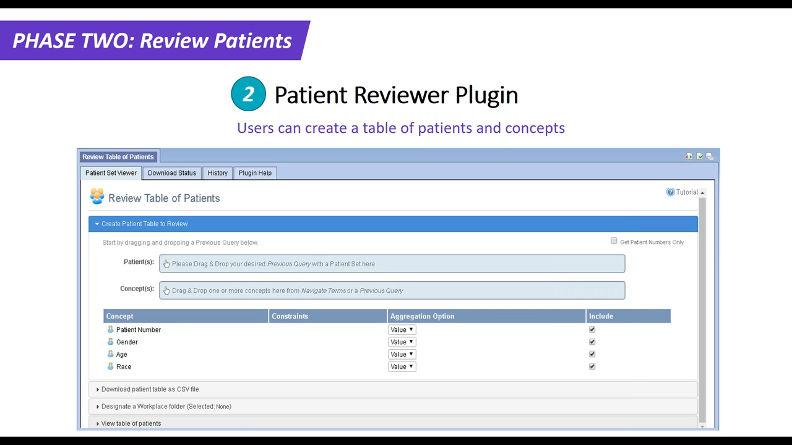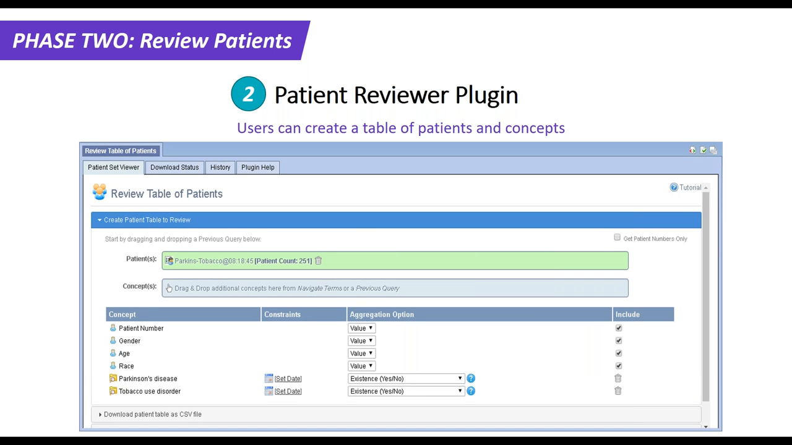You will be able to designate a workplace. So what is a workplace folder? When you review the patients, you need to save them somewhere. Where will you save them? So the workplace folder will help you with that. And then the last section will actually show you the patient's data.